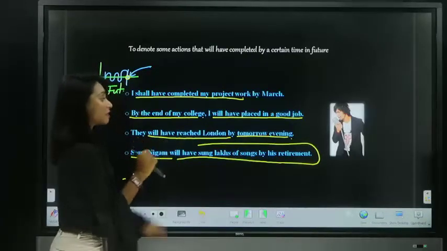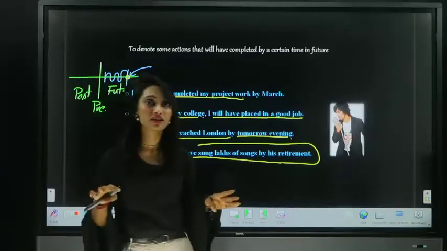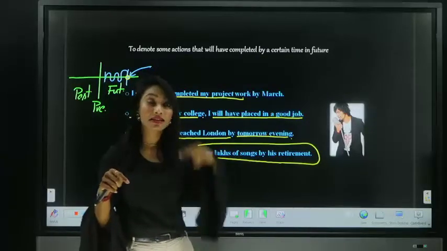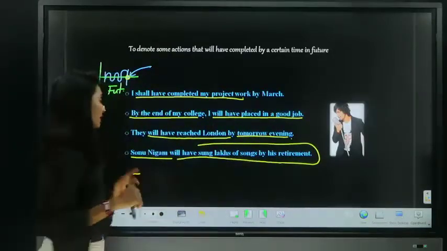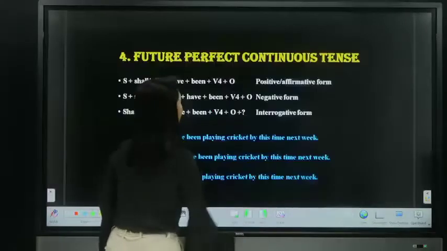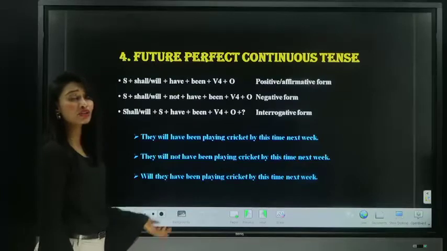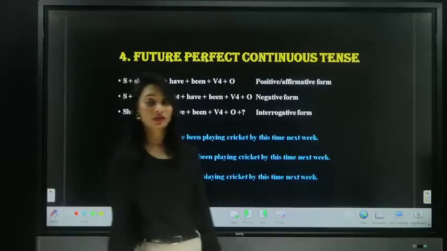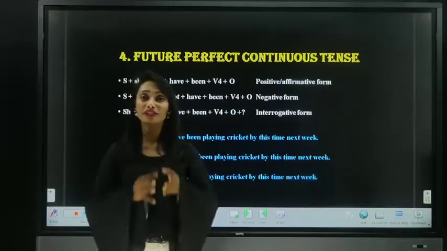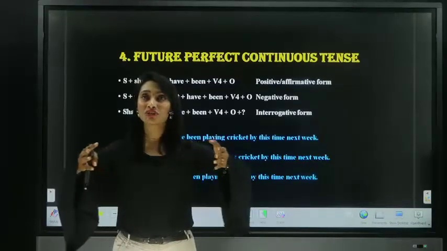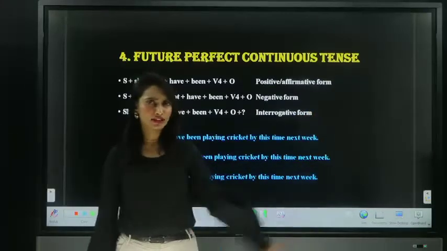So, remember, these sentences talk about the completed action, but not in the past or present, in the future. That means our imagination plays a role here. Now, look at the next one, that is future perfect continuous. Just like present perfect continuous and past perfect continuous, future perfect continuous talks about the actions which will be going on for a long period of time in the future.